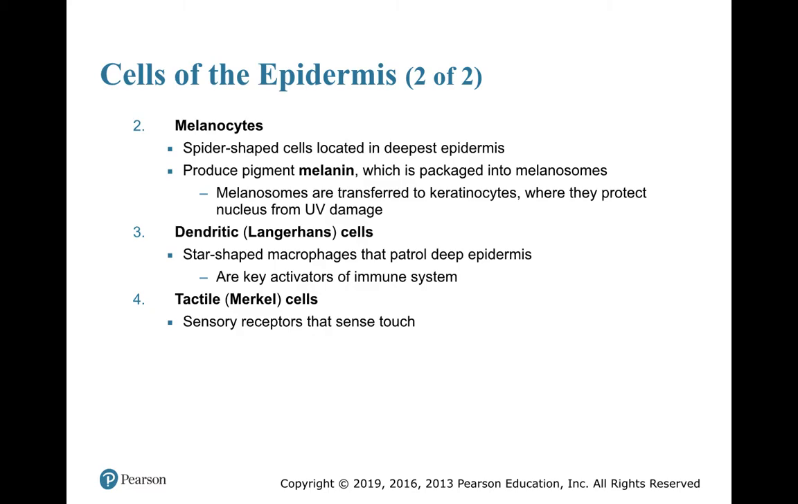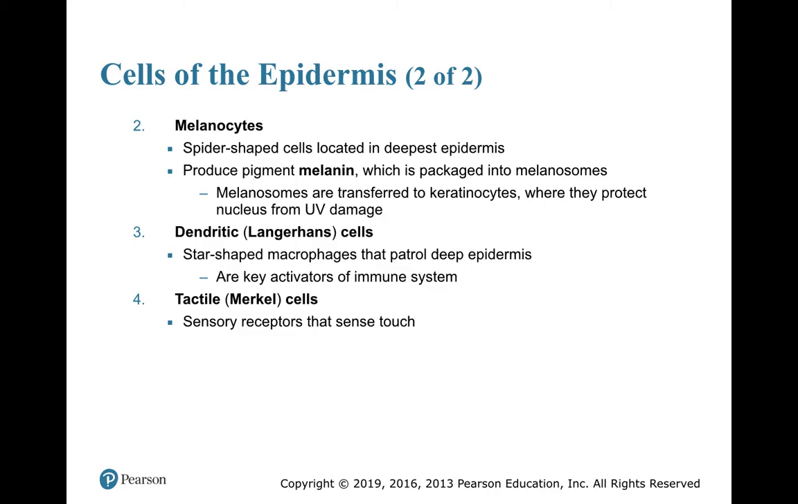There are also melanocytes, which have a more spider shape to them. They are deep in the epidermis. They produce the pigment melanin. That pigment melanin is packaged into melanosomes, and those melanosomes are then transferred to keratinocytes, and the keratinocytes use that pigment melanin to protect their nucleus from the damage that could be caused by ultraviolet radiation from the sun.